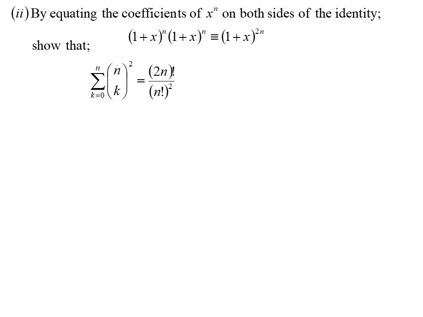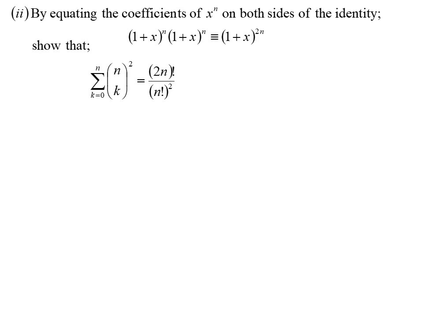Alright, this one's a little bit more tricky. By equating the coefficients of x to the power of n on both sides of the identity. So they've given us a hint on how to do this one. We're going to look at the coefficients of x to the power of n. Okay. We've got to show this expression. The sum of nCk squared, using the alternative notation, is 2n factorial on n factorial squared.